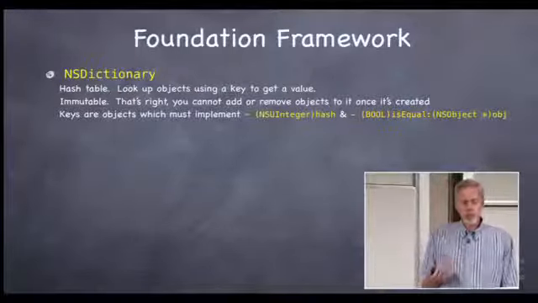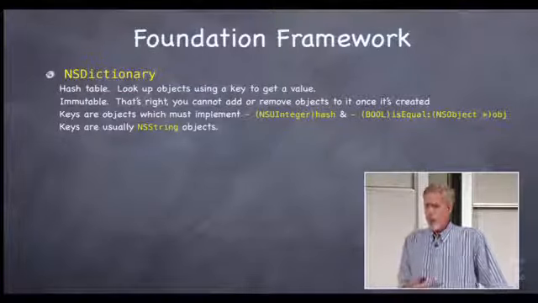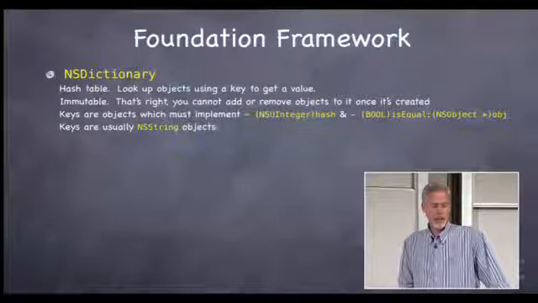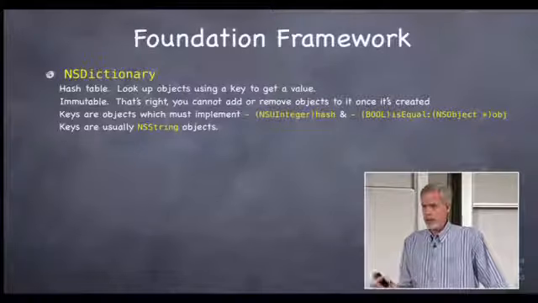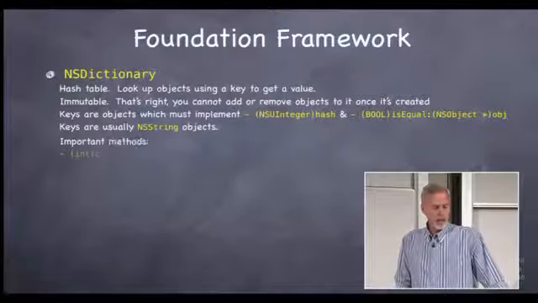By far the most common key in a dictionary is a string. It implements those. It knows how to compare itself to another string that might not be a pointer to the same instance, but it has the same characters in it, and so it's equal. And it knows how to create a unique hash based on the string. So keys are usually NSString objects, but not always. They don't have to be.